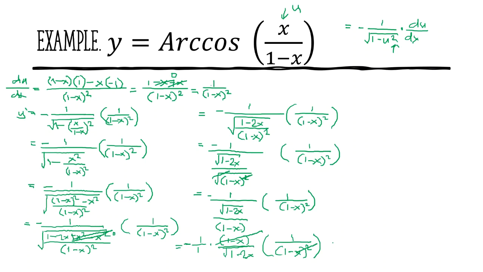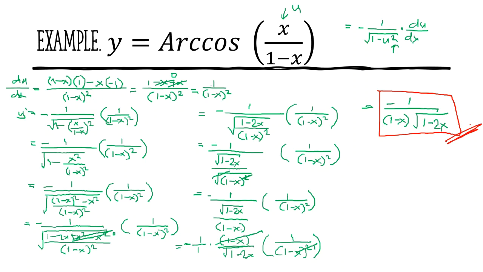So in the simplified form, we have negative 1 times 1. So it's negative 1 all over, we still have 1 left here. So that's 1 minus x and the square root of 1 minus 2x. So we cannot simplify this any further. So meaning to say this is already our final answer. So this is now the derivative of our arc cos of x all over 1 minus x. So this is now our final answer.